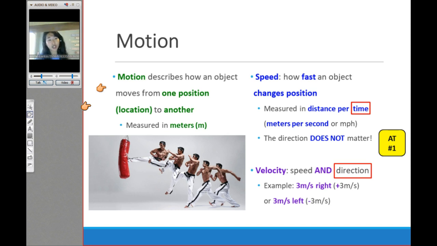We're not using feet or yards because those are not the universally accepted units in the scientific world, because they don't really make a lot of sense like meters do. So speed, again, we talk a lot about speed. Speed is how fast an object changes position. So how fast it gets from A to B.